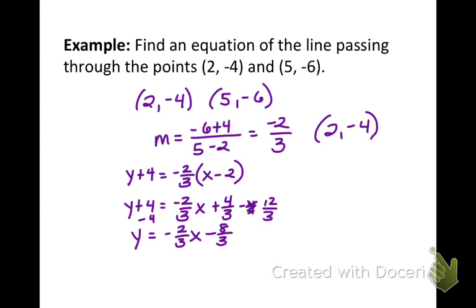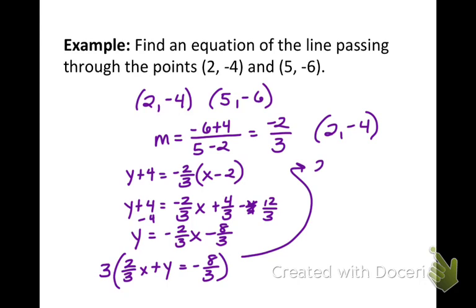What do I need to do to take it to standard form? Move it. So positive 2/3 x plus y equals negative 8/3. Which rule am I breaking? Fractions. That's it. So what should I multiply everything by? 3. Good. So then my standard form will be 2x plus 3y equals negative 8.